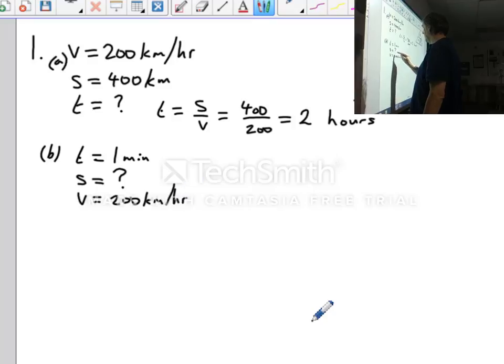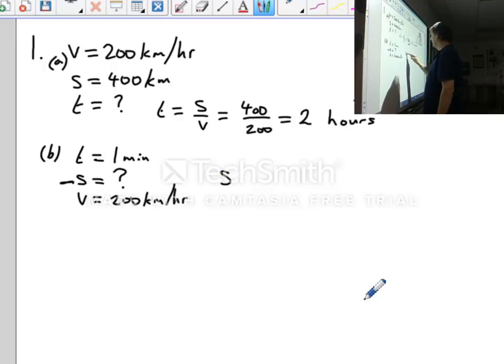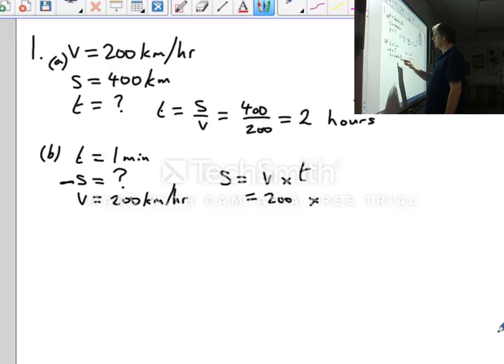So because we're trying to find S here, we're going to cover up the S this time. And if you're covering the S up, it'll be V times T is the answer. So S is equal to V times T. So we've got something in kilometres per hour, but you've got a time in minutes. Now you can't have the velocity in kilometres per hour and the time in minutes, so the time needs to go into hours. There are 60 minutes in an hour, so it's 1/60th of an hour that you've got there. So you need to times that by 1 divided by 60.